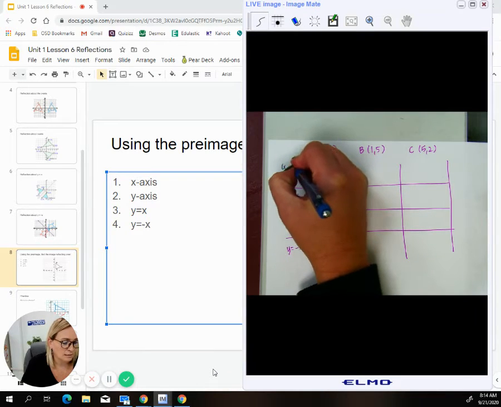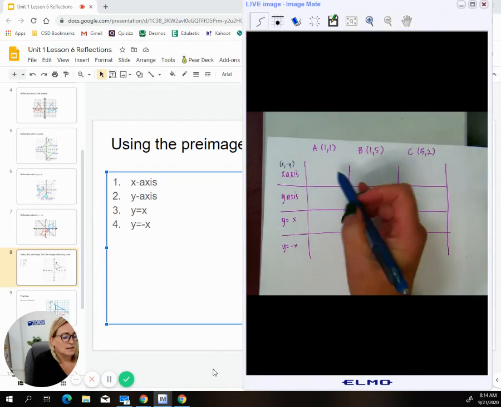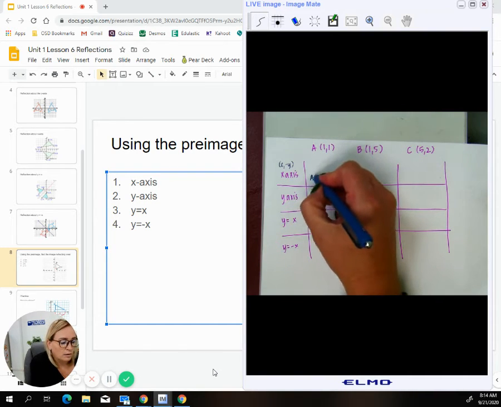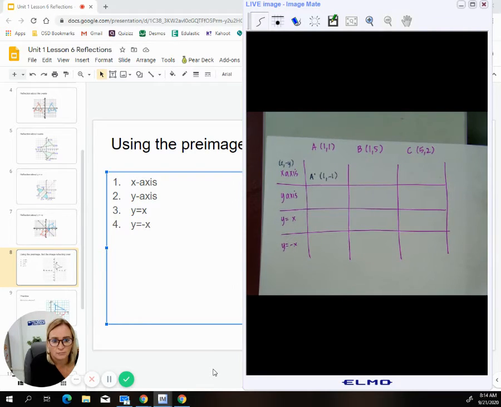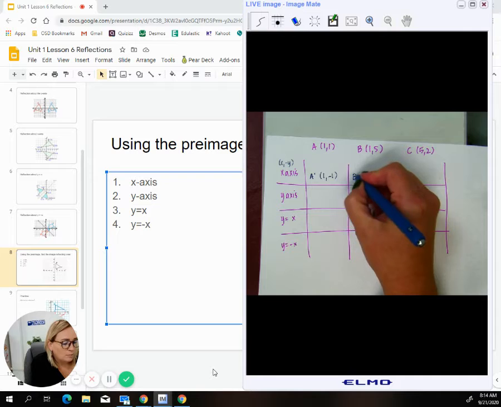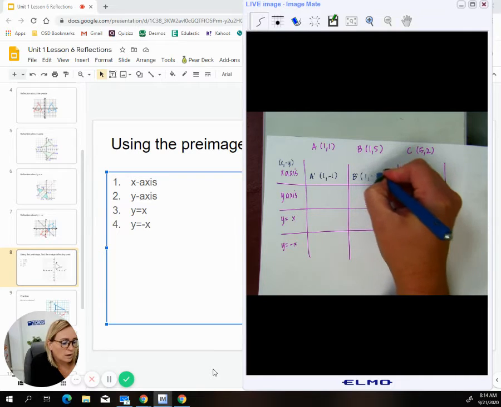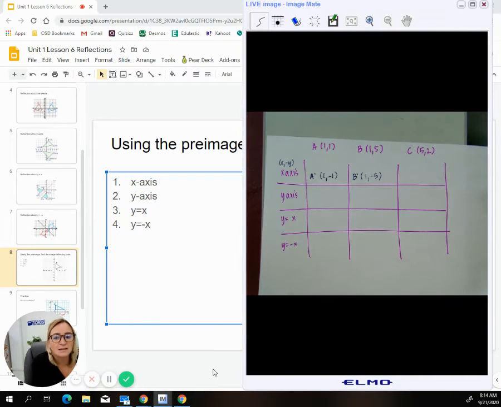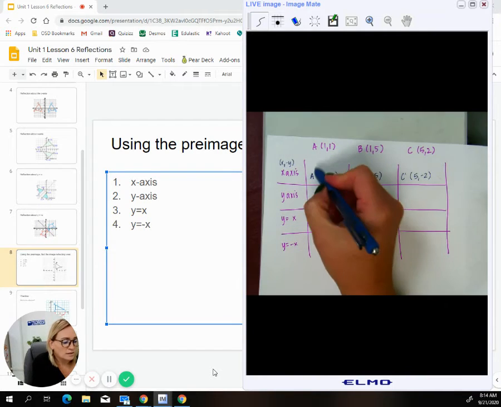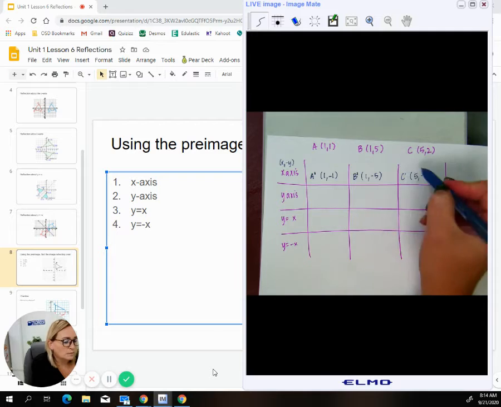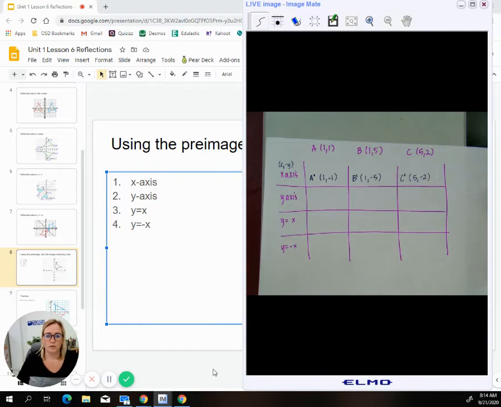Same x, negative y. So that means that my A point now is going to be (1, -1), same x, negative y. My B point is going to be (1, -5), again, same x, negative y. And my new C point is going to be (5, -2). Notice I wrote all of my new points with that prime so that we can show that that is going to be the image.